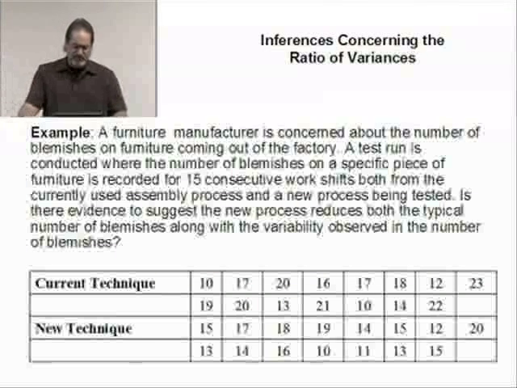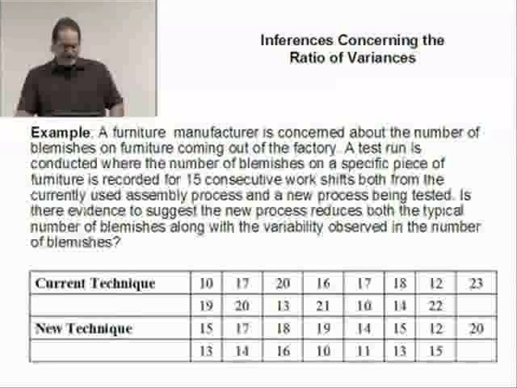This particular example deals with a furniture manufacturer. And what they're concerned about is the number of blemishes on furniture coming out of the factory. So they did a test run where the number of blemishes on a specific piece of furniture is recorded for 15 consecutive work shifts, both from the currently used assembly process and this new process that they're trying to test, or they're comparing.